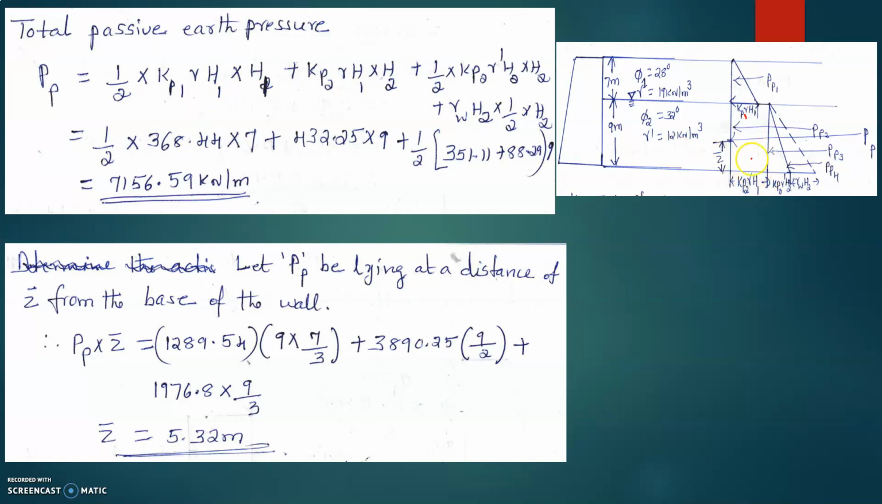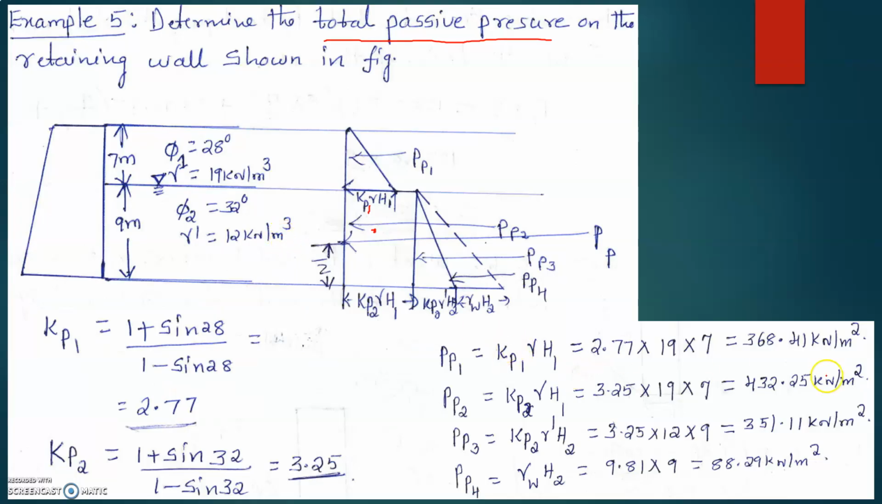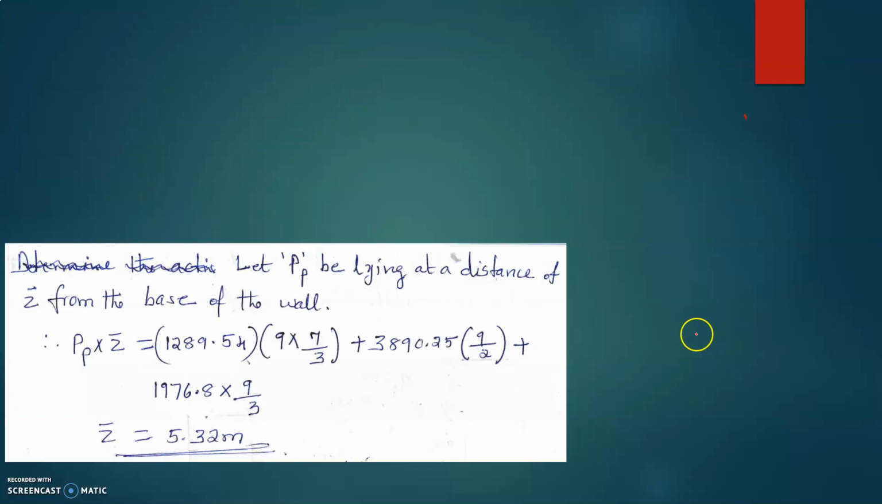Next Pp2, that is this portion. Okay, that is a rectangle. So Kp2 into gamma into H1, into H2, this portion rectangle H2. Then plus here both are triangles, so I'll take half outside. So half into Kp2 gamma dash H2 plus gamma W into H2, into H2. Okay, then substitute the values. What is Kp1? Half into Kp1 gamma H1, which we have already calculated here. That is 368.41.